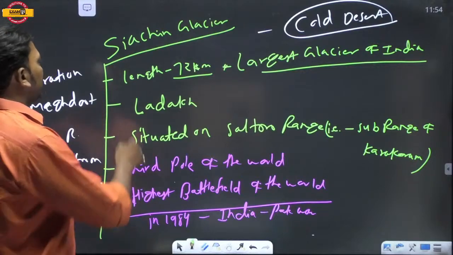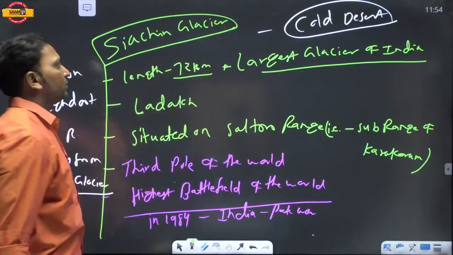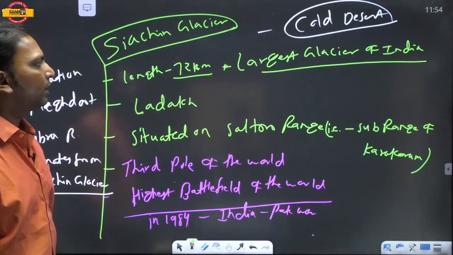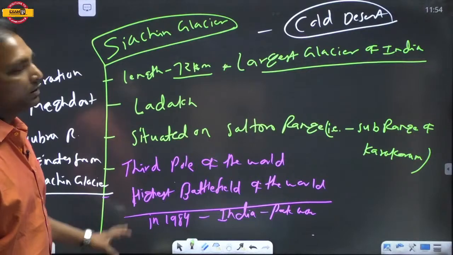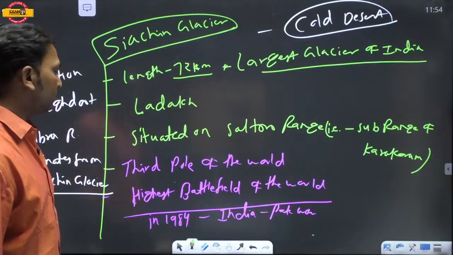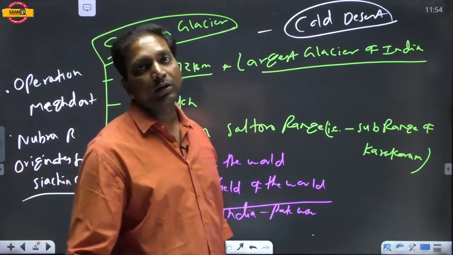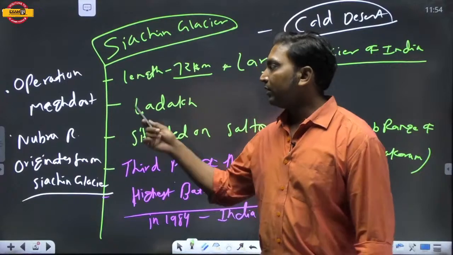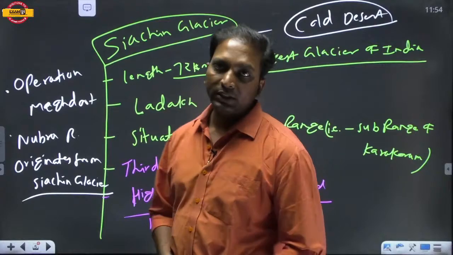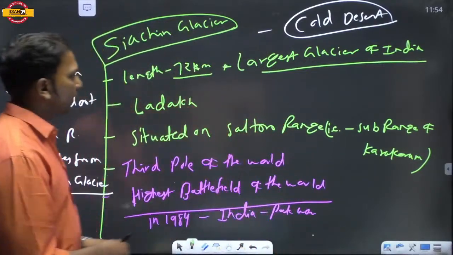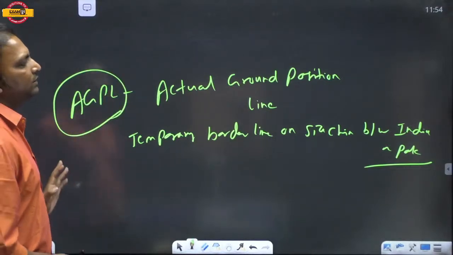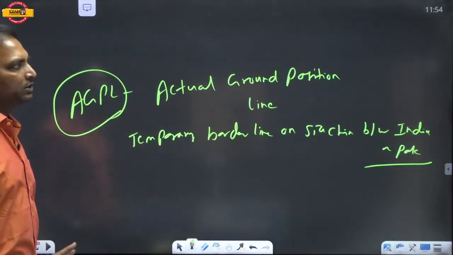Then we covered some facts about the Siachen Glacier. Its length is 72 km, and it is the largest glacier of India. It is in Ladakh, situated on the Saltoro Range, a sub-range of the Karakoram. It is considered the third pole of the world, and it is the highest battlefield of the world. In 1984, a war was fought between India and Pakistan. Operation Meghdoot was held for this war, and the Nubra River originates from the Siachen Glacier. There is also a temporary borderline at the Siachen Glacier, the Actual Ground Position Line.